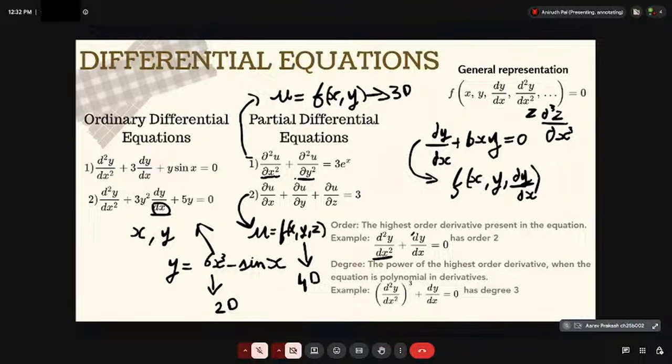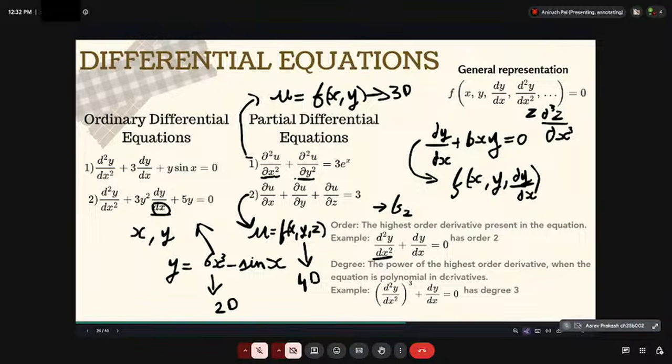It's similar to polynomials. Just assume that d square y by dx square can be written as some y2 or something. Or instead of confusing you with y, maybe use some other variable like f2 or something, just for denotation. So this is order. Now what about degree?